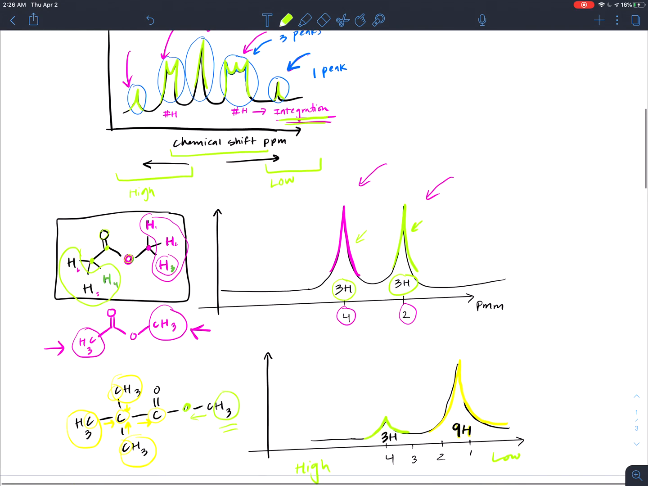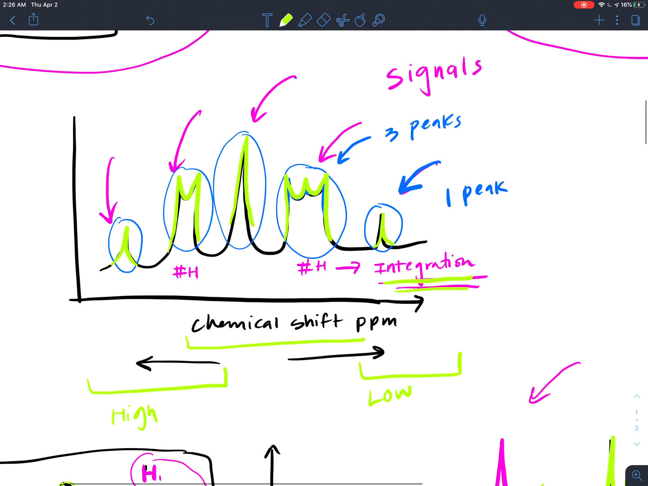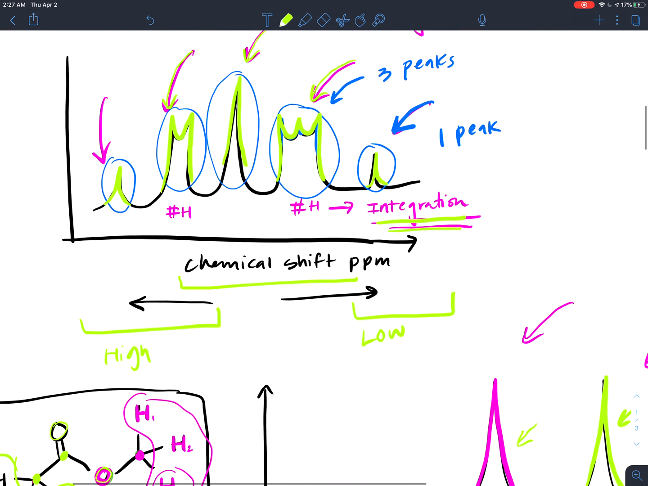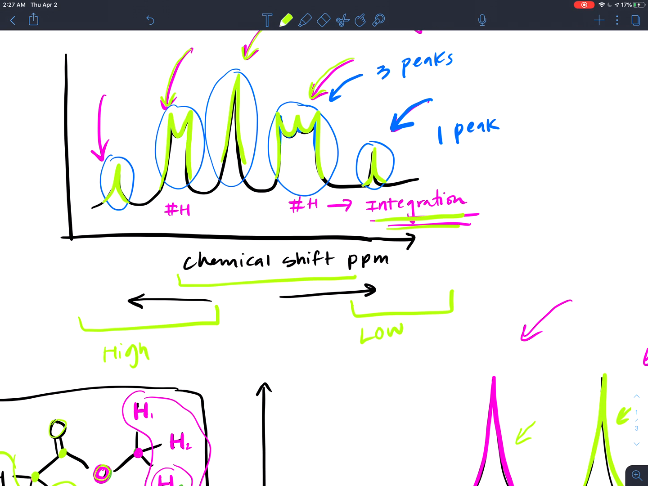That's what integration is. Next, the word signal just means those in general. Every signal is just called a signal. And those signals can have little signals inside of them, so we call those peaks. In this case, this signal is called a singlet. If I have 2 peaks in it, it's called a doublet. If I have 3 peaks in the signal, it's called a triplet.